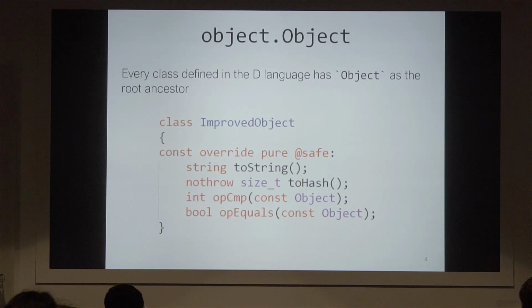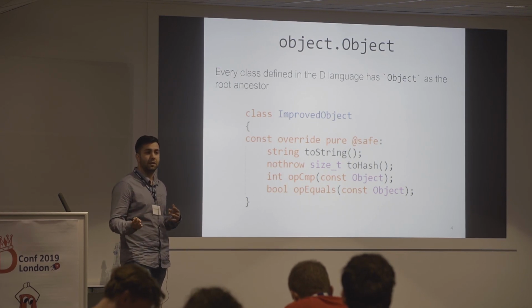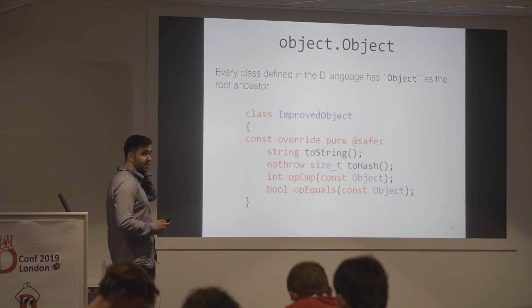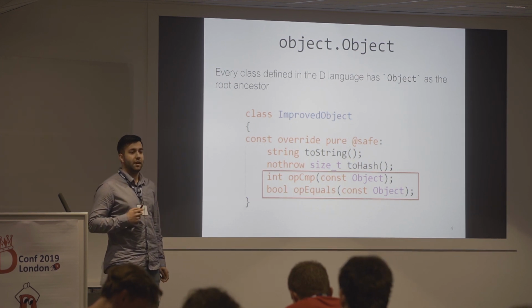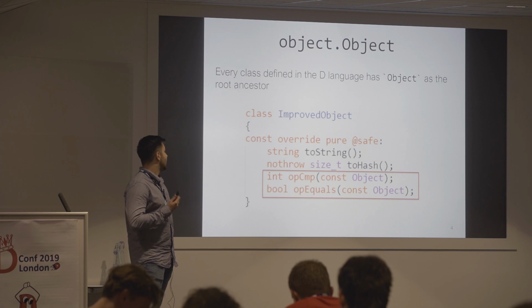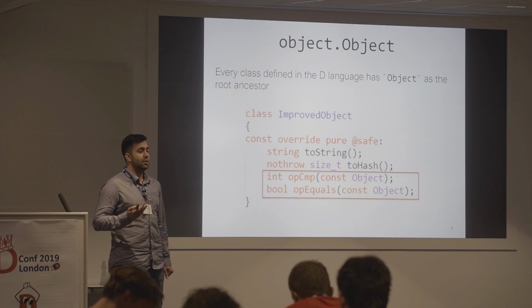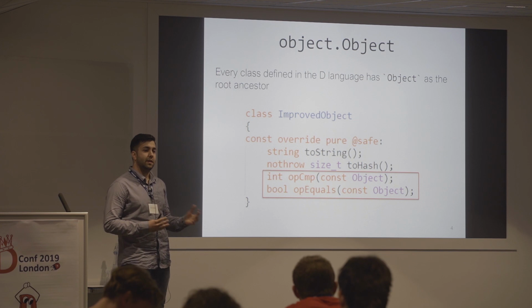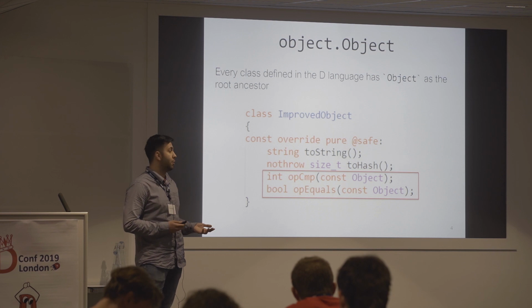But let's say a user is going to define his own class, ImprovedObject, that extends from object and overrides all those methods. And he adds the function attributes, but still this is not enough. The first issue is that opCompare and opEquals will have to continue to take a const object instead of an ImprovedObject, and that's because of covariance. What covariance states is that a derived class, when it overrides a method, cannot ask for more from its parameters. It can ask for less, but not for more.